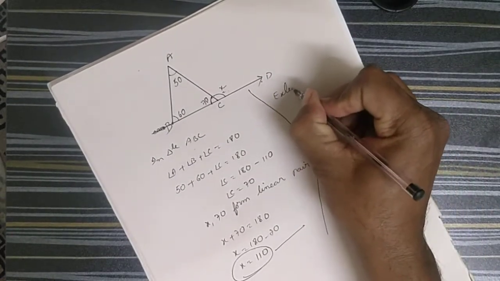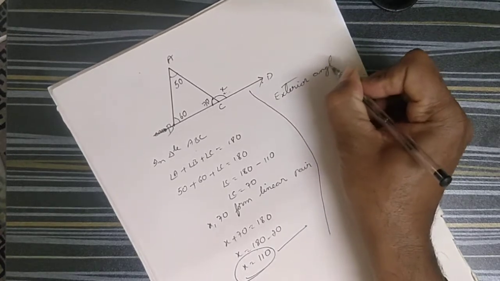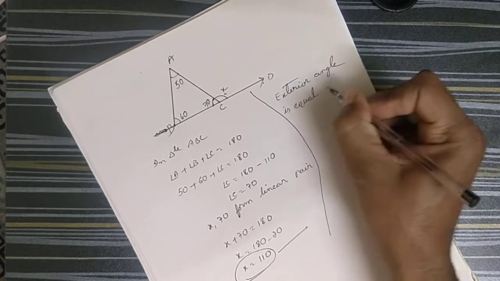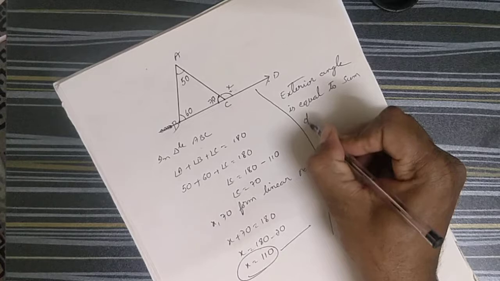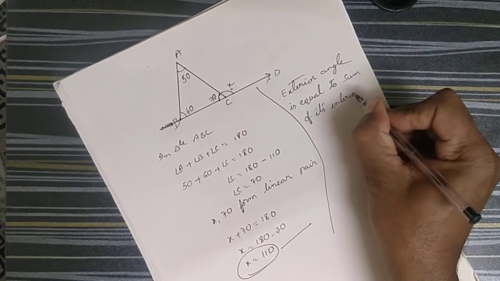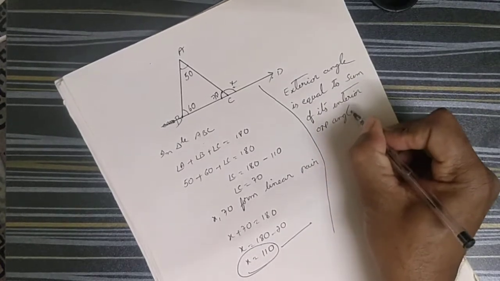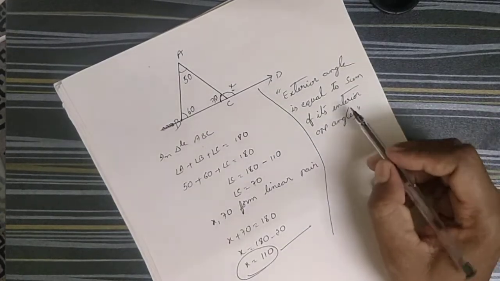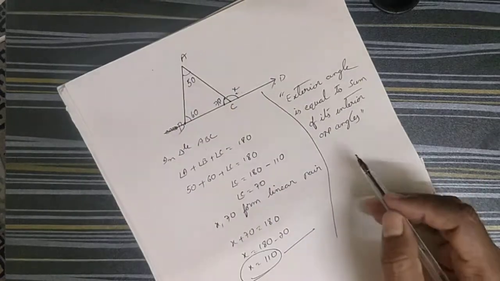Exterior angle is equal to the sum of its interior opposite angles. So if you know this statement, axiom or theorem, then finding the answer is very easy here.